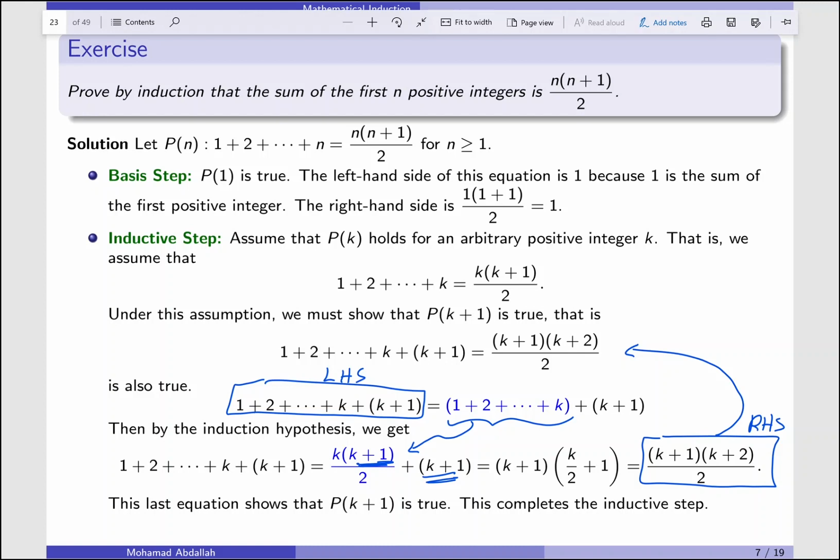So this is enough. This shows what? This shows that I assumed that P of k is true, and I showed that P of k plus 1 is true as well. And this completes the inductive step. As a result, P of n is true for all n.